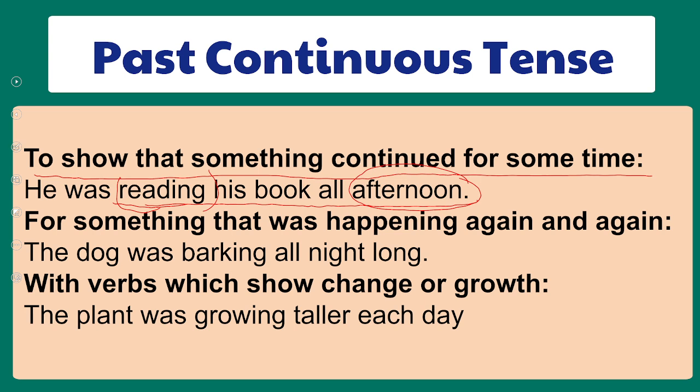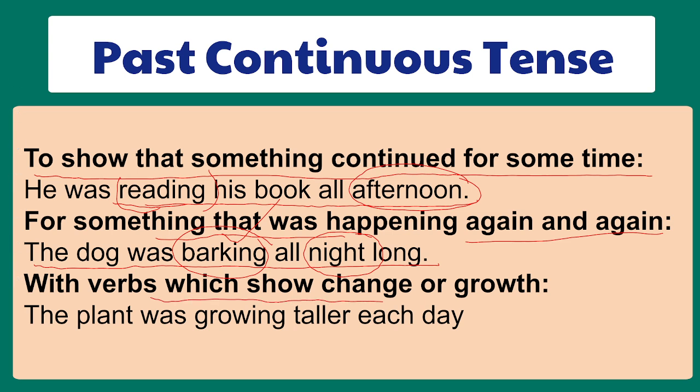Here we have another use: for something that was happening again and again. For those actions which happen again and again, we use past continuous tense to write. Like, the dog was barking all the night long. So all the night the dog was barking, and the night was a time in the past, and in the past there was an ongoing action, and that was barking. So that's why we use past continuous tense to write about such an action.